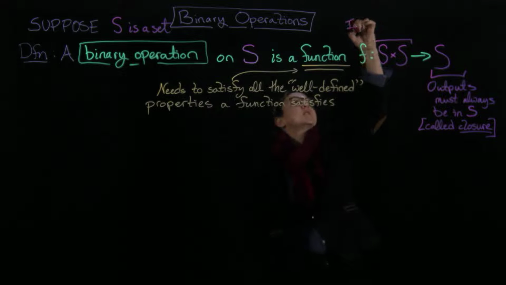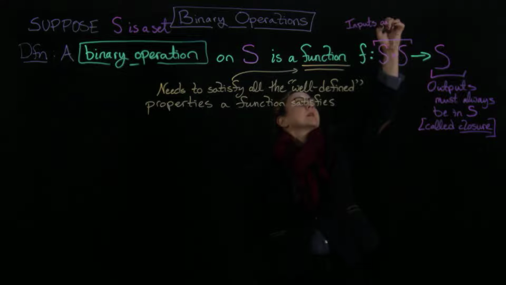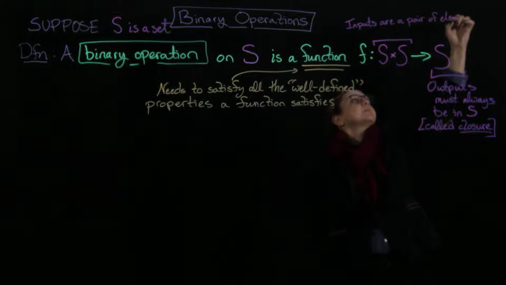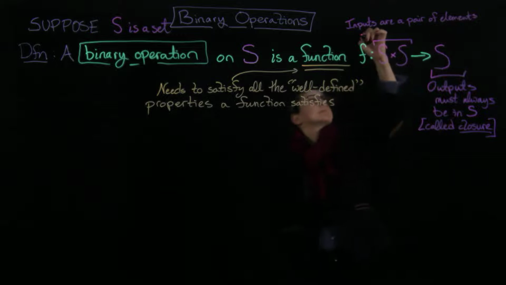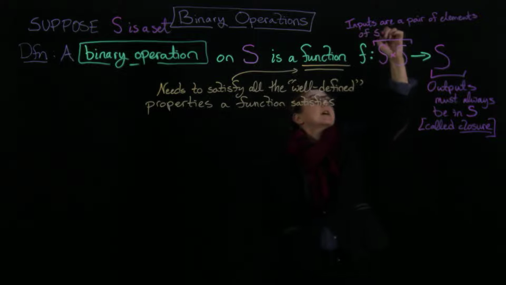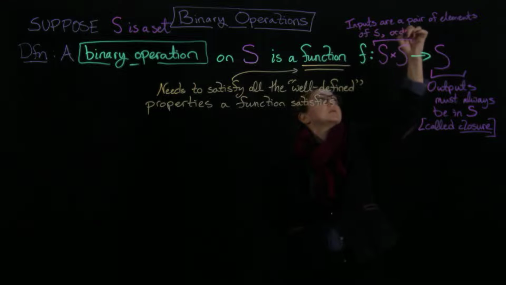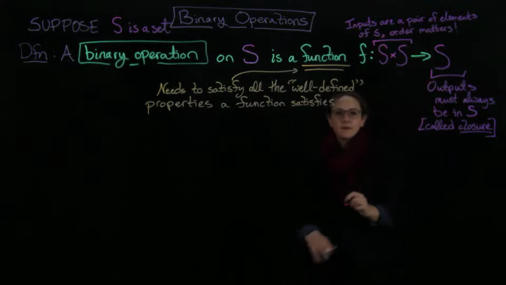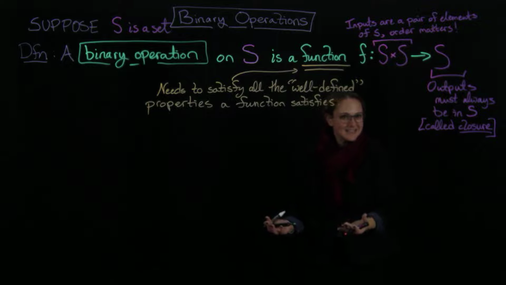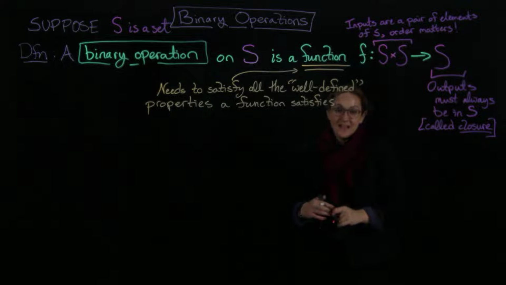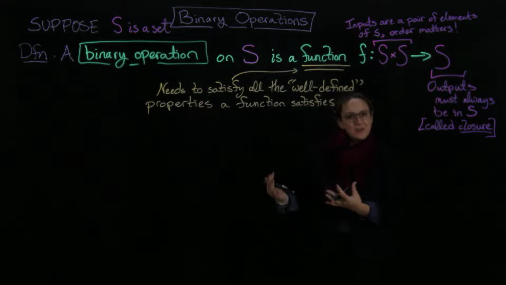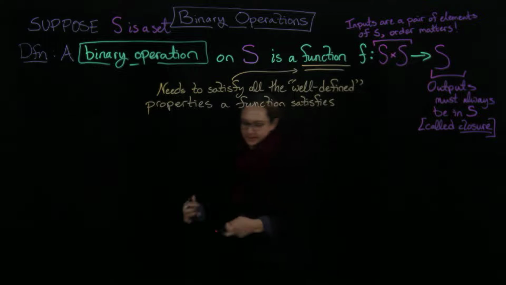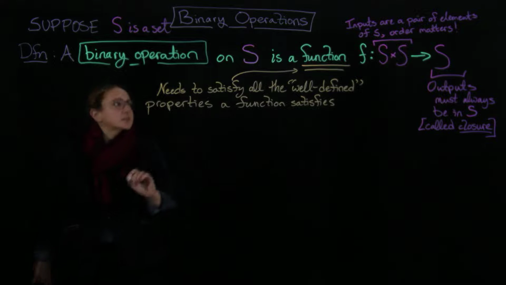Our inputs are a pair of elements of S, and order matters because this is a Cartesian product. So we're inputting two elements of S, and we're getting out an element of S. And in a situation where one should be checking this, you should check that it actually satisfies all the properties of being well defined.